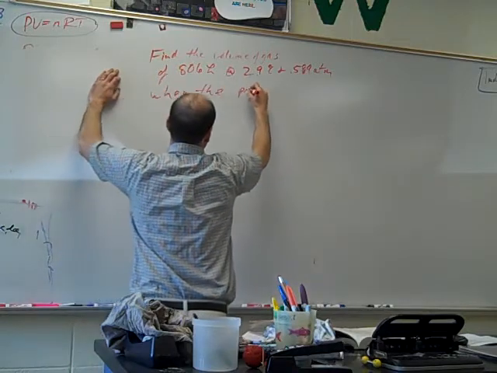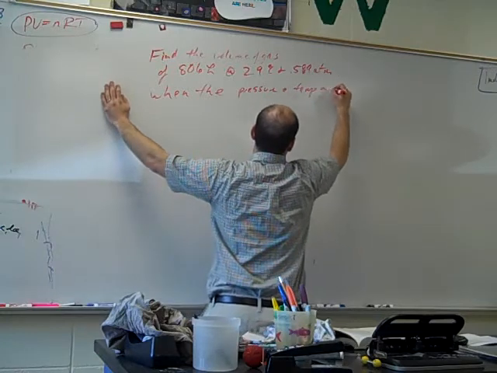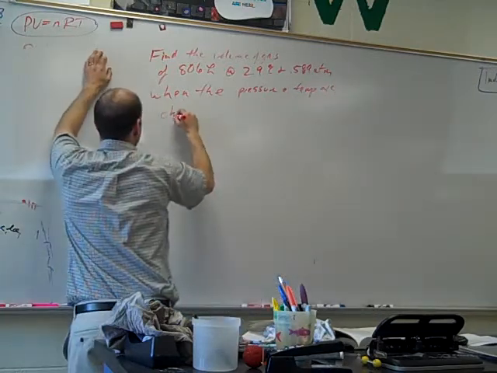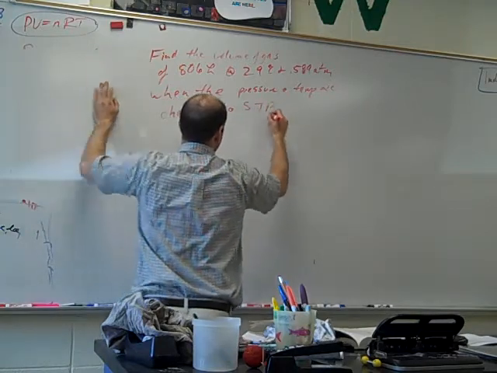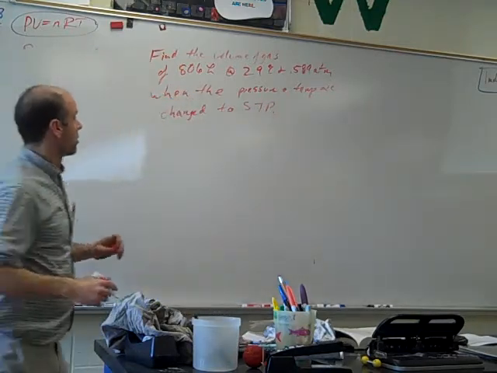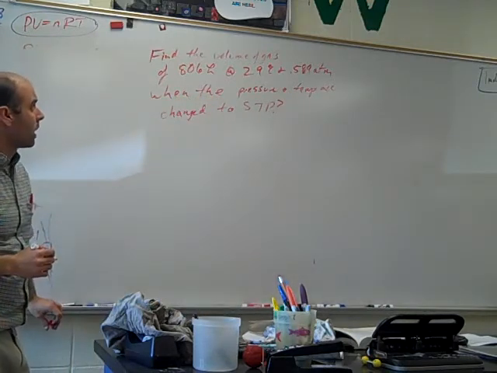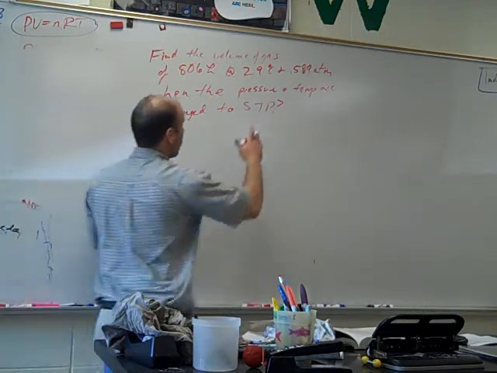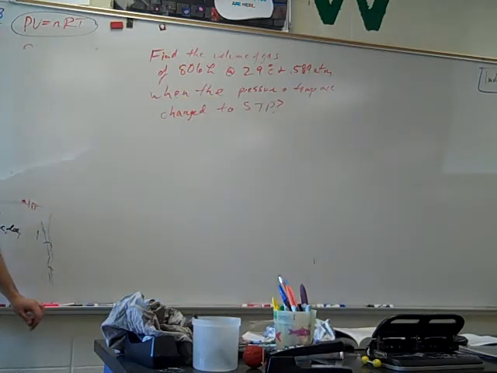When the pressure and temperature are changed to STP. So find the volume of gas of 806 liters at 29 degrees Celsius and 0.589 atmospheres when the pressure and temperature are changed to STP. I don't know if it's a question, it's more of a statement. It is.